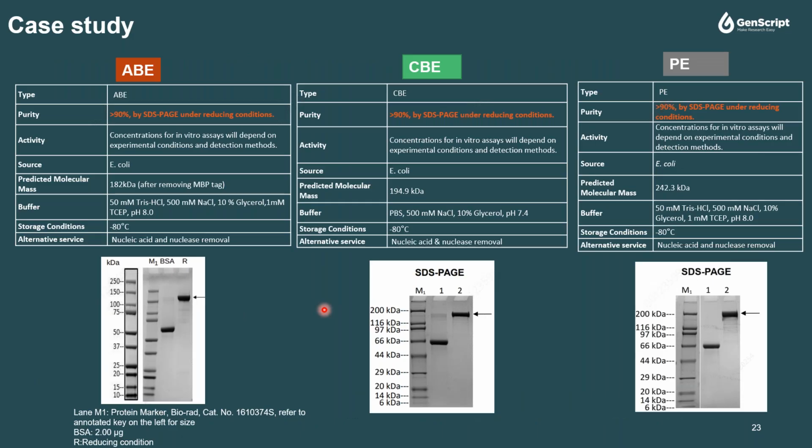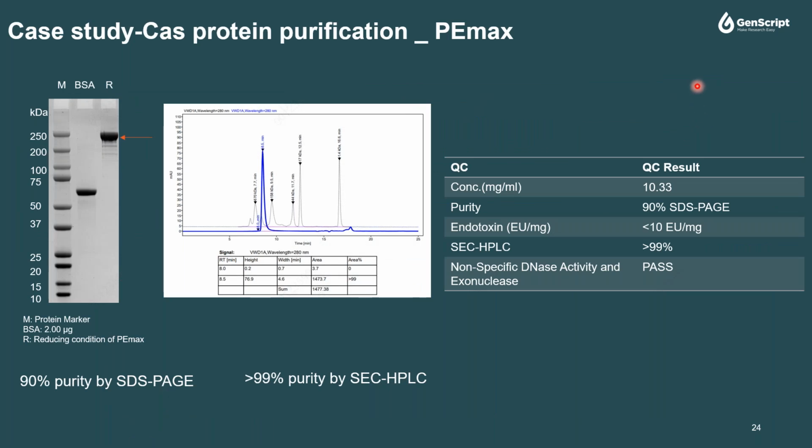So I have some case studies that we have done for the different CRISPR-Cas editing systems. As you can see, we produced ABE with very good purity, over 90% by SDS-PAGE. And we also successfully produced the CBE protein in the E. coli system. And we also produced the PE protein in the E. coli system, and we all achieved over 90% by SDS-PAGE. The more detailed case study I'm going to show is this PEmax protein, which is very commonly used in all the PE research.